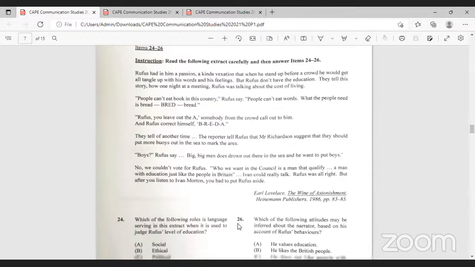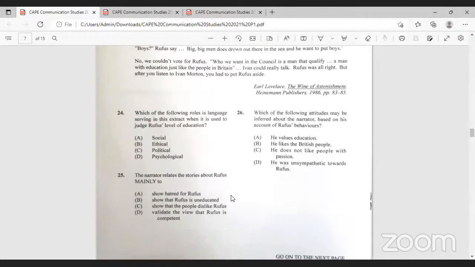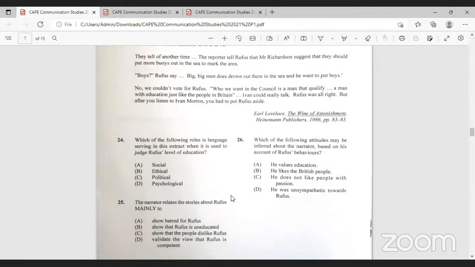All right, so 24, which of the following roles is language serving in this extract when it's used to judge Rufus's level of education? And I remember that 24, the answer is C, it's political. It's not social in this case, specifically it's political. Just indicate if you still agree or if you remember that this is what we said.